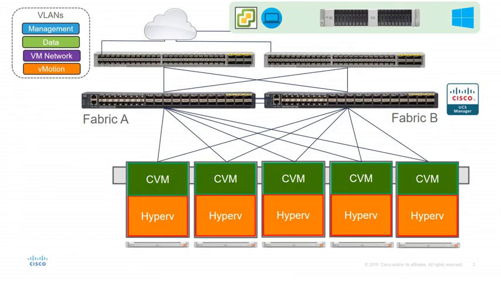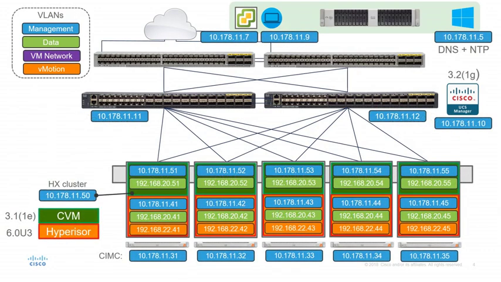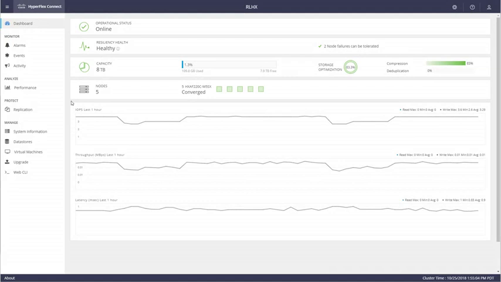Here is our current topology and addressing of the cluster. The management of the HyperFlex cluster is mainly performed through the HyperFlex Connect and vCenter web interfaces. The HX Connect manages the storage platform, the HyperFlex servers, and also provides basic virtual machine management. As you can see in HX Connect dashboard, our cluster is healthy and has 5 converged nodes.